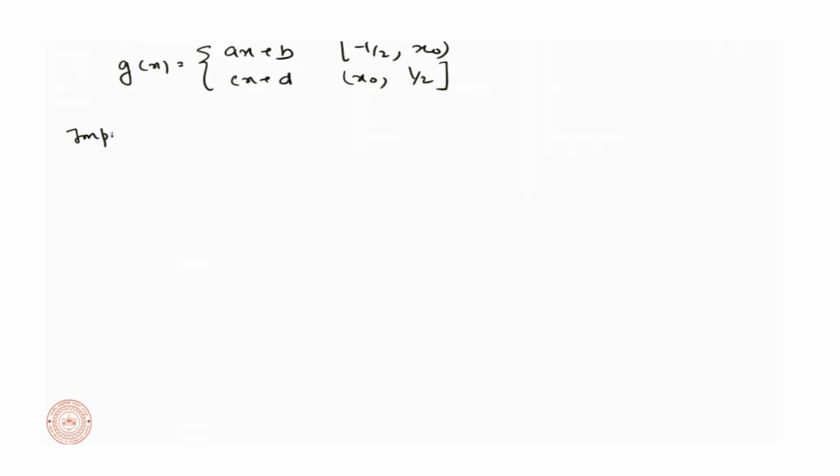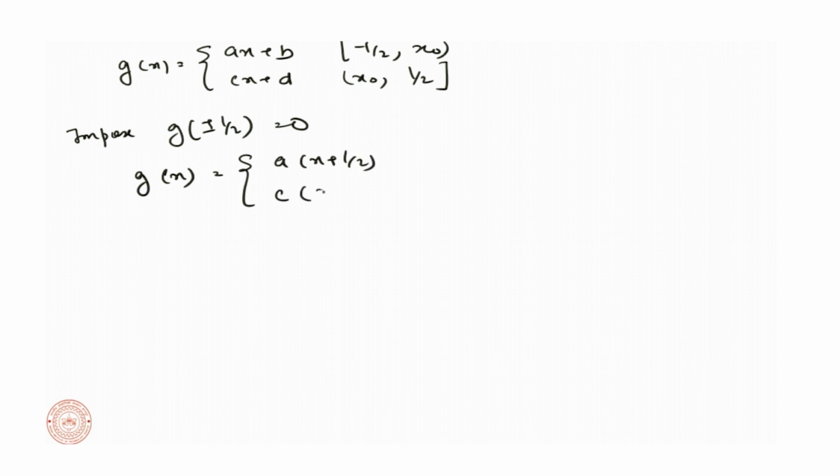The solution for this, if we integrate it twice, g of x will be equal to ax plus b and cx plus d, for minus half to x naught, not including x naught, and x naught to 1 by 2. If we impose the condition g of plus minus 1 by 2 equals 0, we get g of x equals a times x plus 1 by 2, and c times x minus 1 by 2. So this is for minus 1 by 2 to x naught, and this becomes x naught to 1 by 2. Now we need to find the other two integration constants.